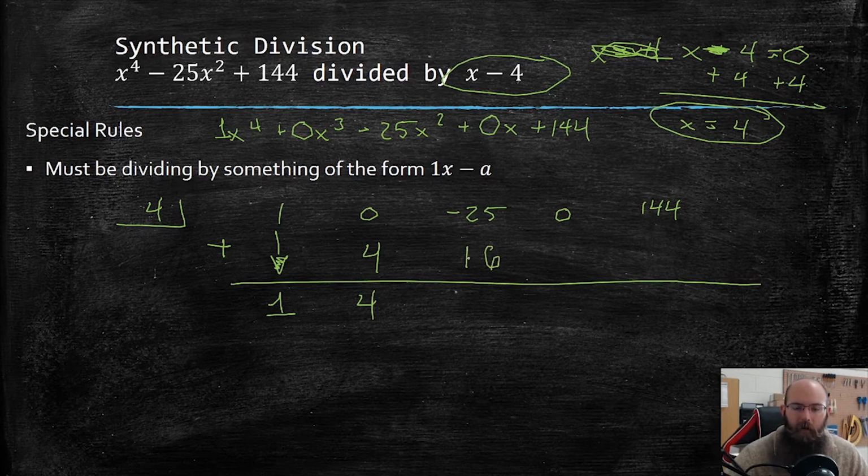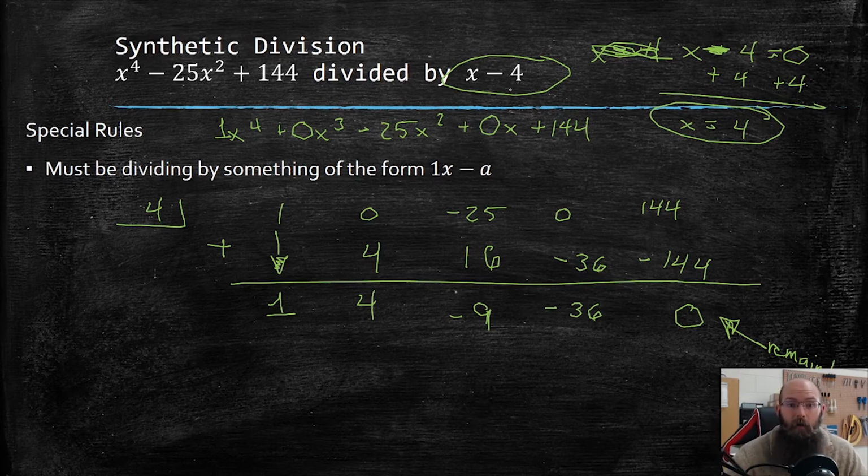And then I add down again. Negative 25 plus 16 gets me negative 9. Then I take that 4 and I multiply it to this negative 9, and I get negative 36. 0 plus negative 36 is still just negative 36. And then I multiply it again to that 4. So 4 times negative 36 gets me negative 144. So I add those down and I get 0. This last number is always going to be my remainder. And since it was 0, that means that this is a factor. So x minus 4 is in fact a factor.